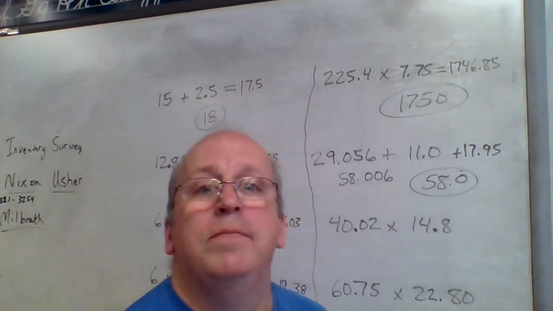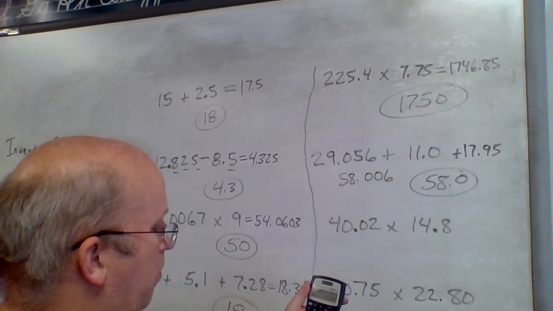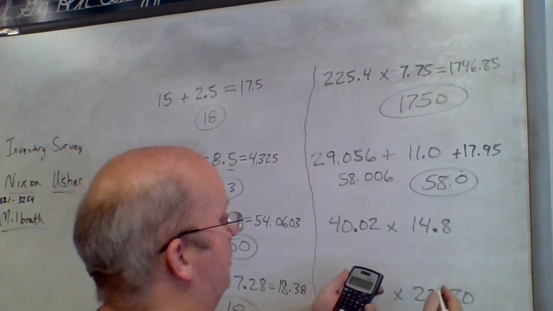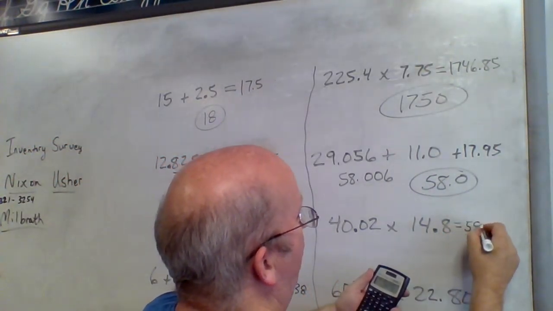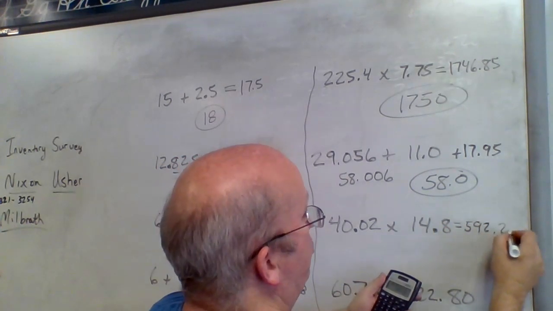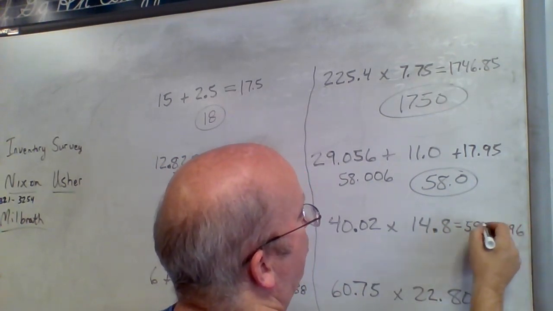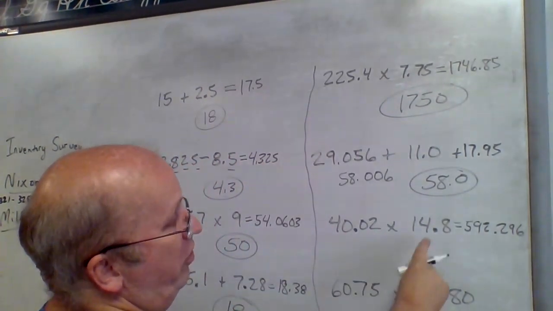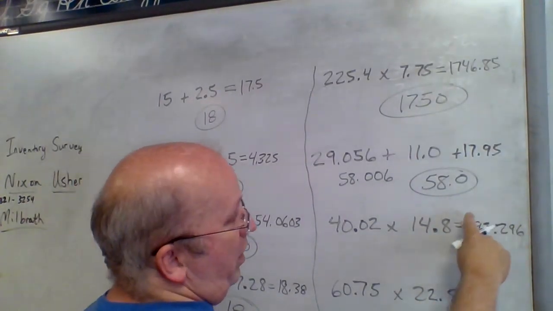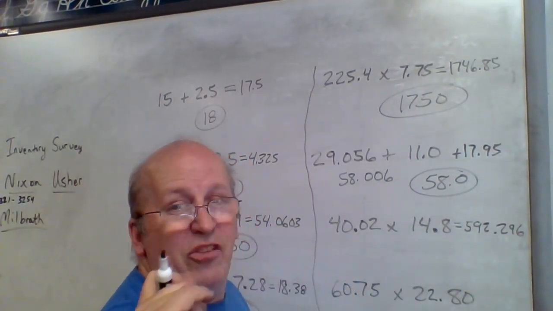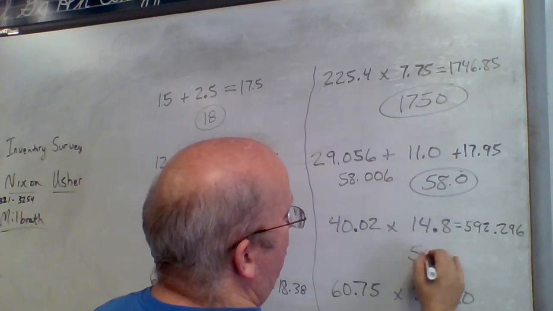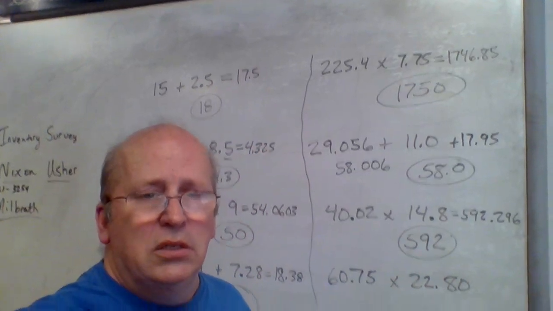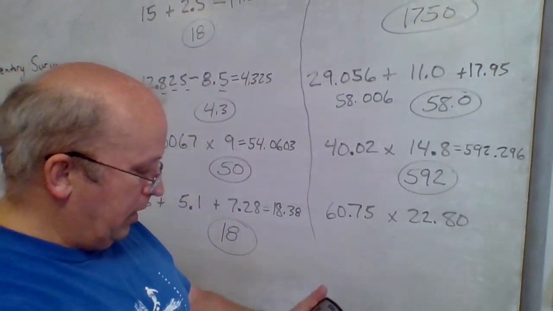Let's do the next one. 40.02 times 14.8. I get 592.296. But we're back on the top of 592. We're multiplying. This one has 4 significant digits. This one has 3 significant digits. What can I change this number to so that it only has 3 significant digits? The answer is 592.